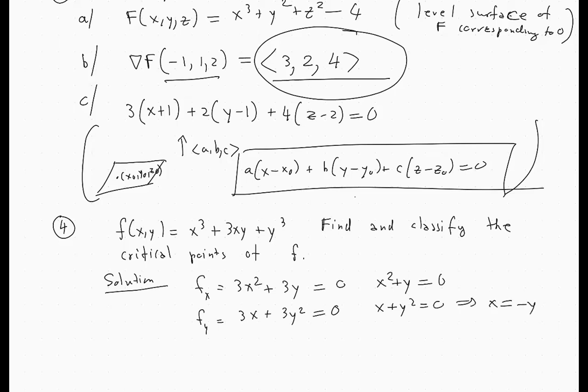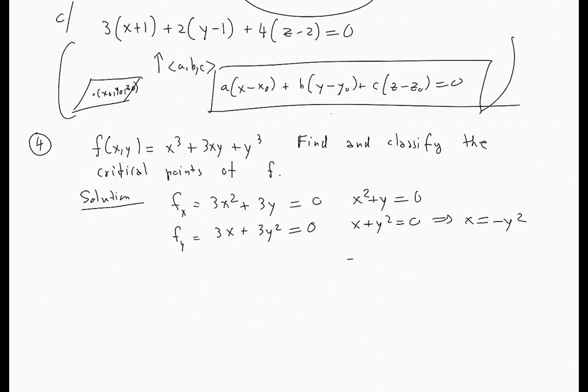That will give you -y squared plus y is equal to 0. Y to the fourth plus y is equal to 0. Let's factorize this as much as we can. Y times y cubed plus 1 is equal to 0. This has an obvious root, which is -1.